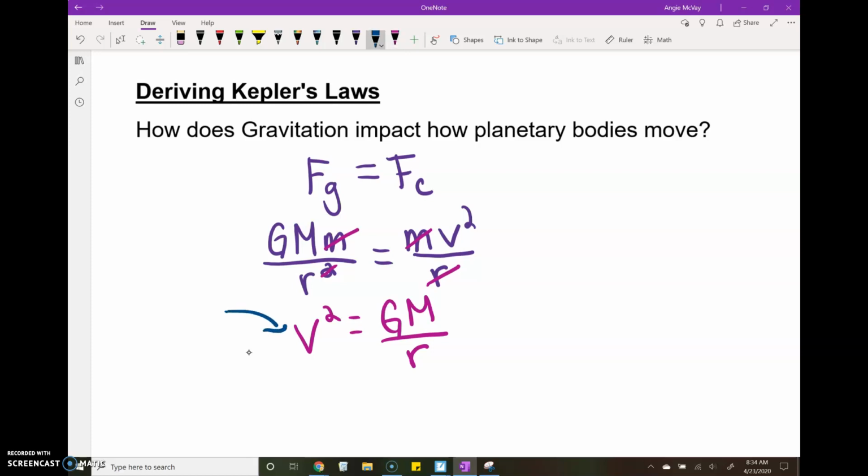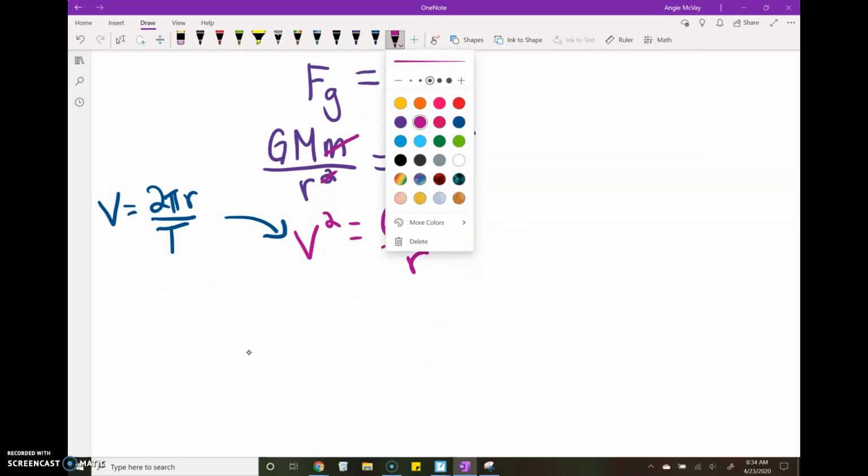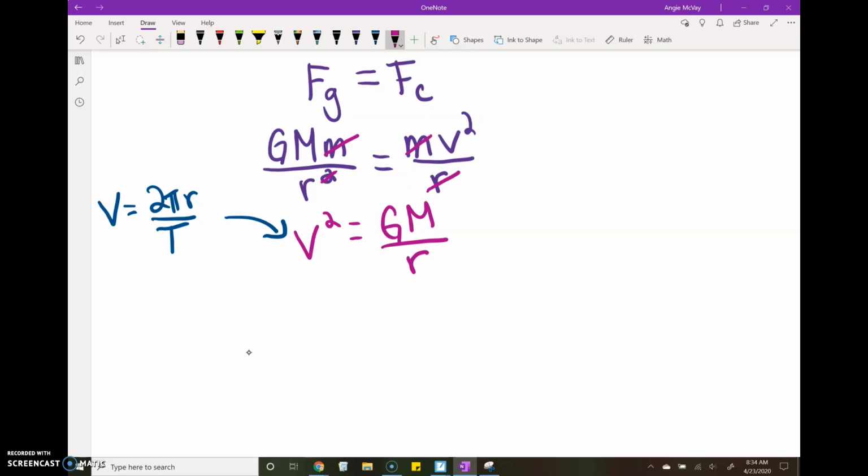what if we substituted in for v the fact that the speed of an object moving in a circular path is 2 pi r over the period? And we can substitute that in for speed and square that whole business. Okay, and so we get 2 squared, pi squared, r squared over period squared equals GM over r.